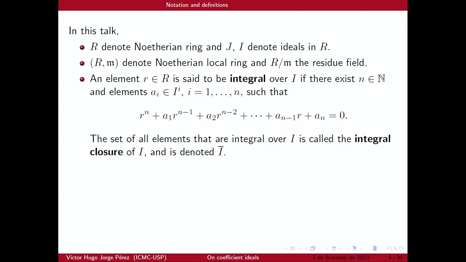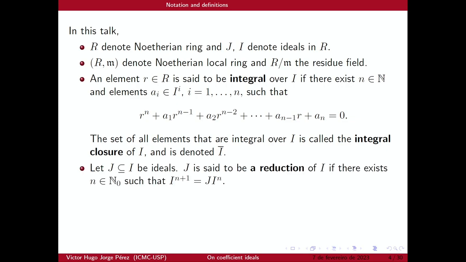This is a definition that Aaron Simis talked about yesterday. For example, I take an element of R; it is integral over I if there exists n and elements a_i in the i-th power of the ideal I such that it satisfies this polynomial. This is an integral element. The set of all elements integral over I is called the integral closure of I. We denote this I bar.